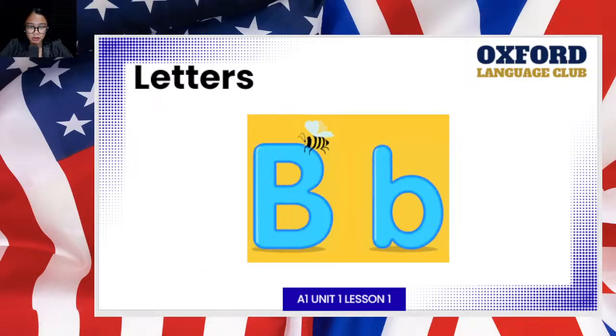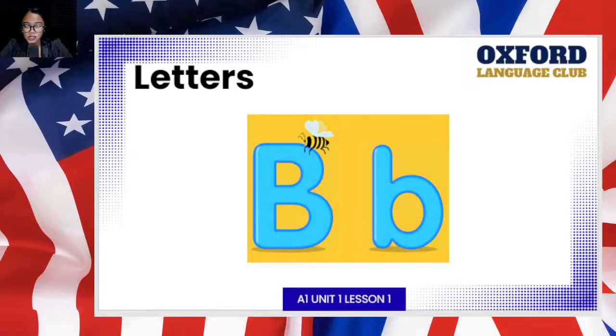The last one. Let's go back again. Our second letter in the alphabet, we have 26 letters. The second letter is letter B. How do we pronounce it? B, B, B. Okay, very good. You can always repeat after me, or you can do it while I'm doing it. Okay, so this is letter B. How do we pronounce it?